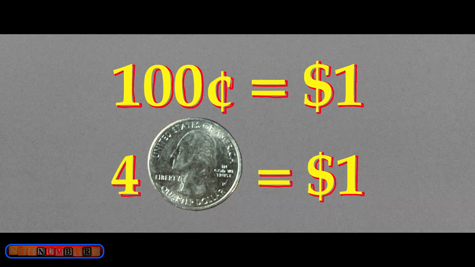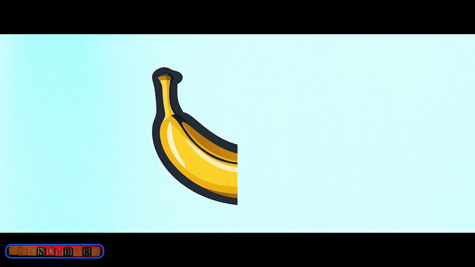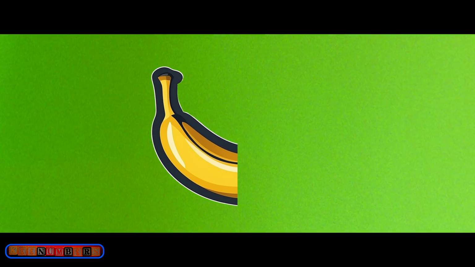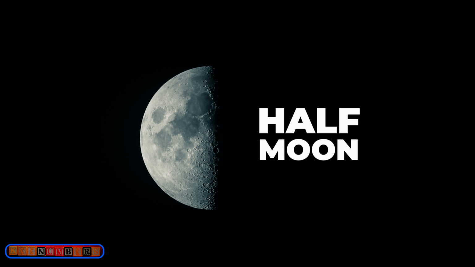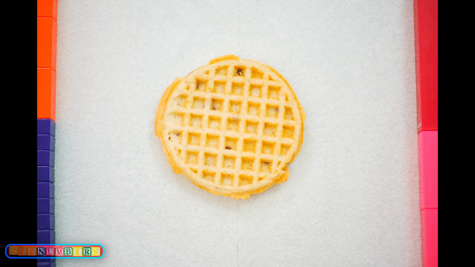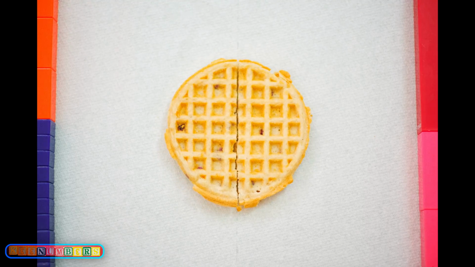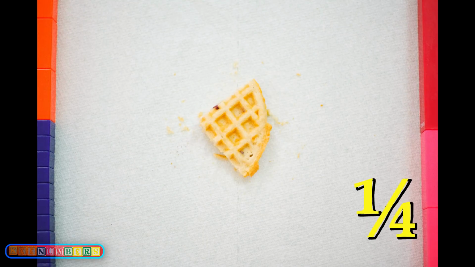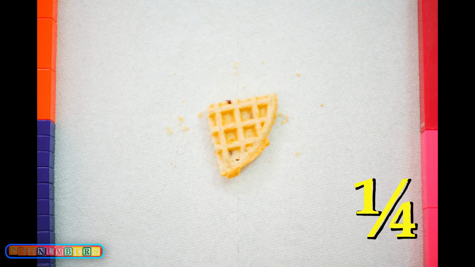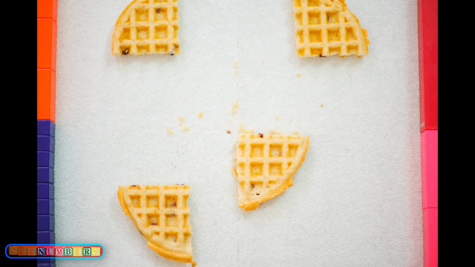Same concept. Okay, what fraction do we see here? That's right, half. That's half of a banana. What about this one? Yep, this is a half. Looks like the good old half moon. Okay, how about this? You bet, that's a quarter. A quarter of a waffle. And for once, that actually looks like a waffle.